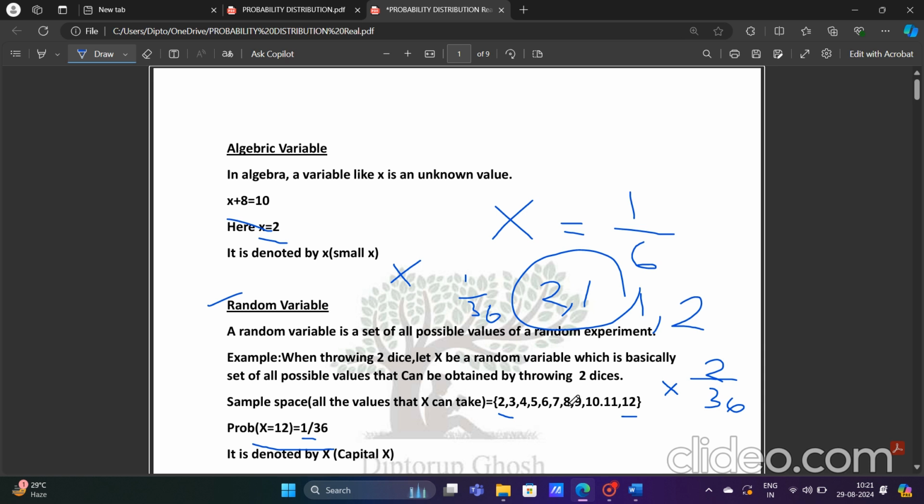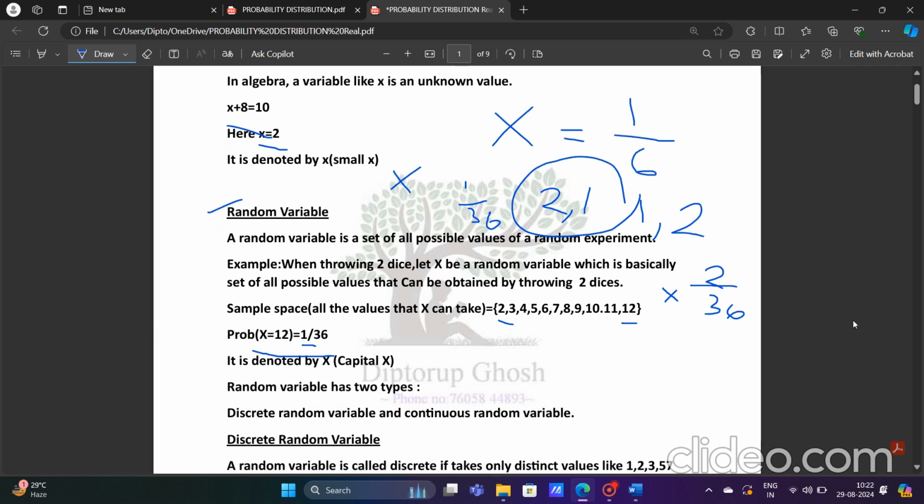So here x is not a specific value. x can be 2, x can be 3, x can be 4, x can be 5. So x can take all these values. x can be 9, x can be 7, x can be 8, x can be 10, 11 or 12. So x can be any of these values. x is basically a set of values. So we can't assign any particular value to x. We can assign that x will take some certain values, and we can assign the probability of x taking a particular value. Suppose x is taking the value of 12. What is the probability of that? The probability of that is 1 by 36.